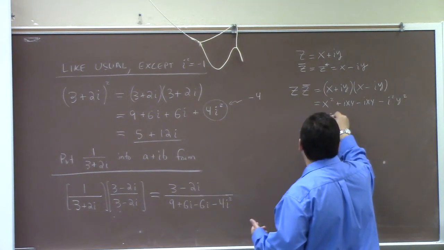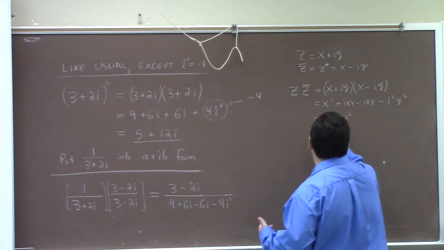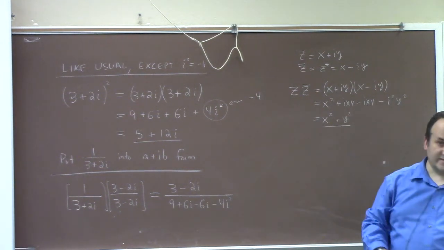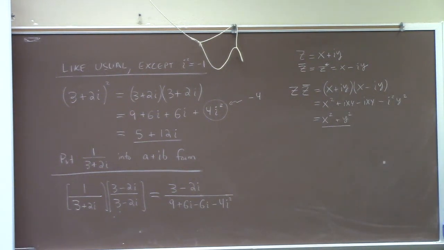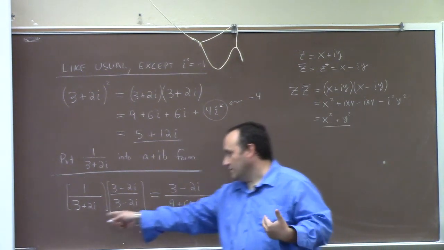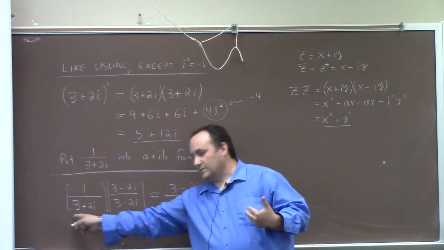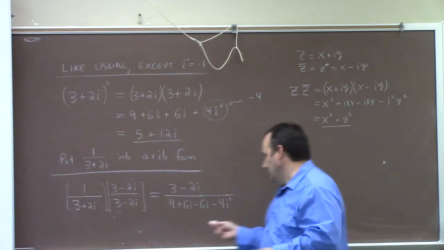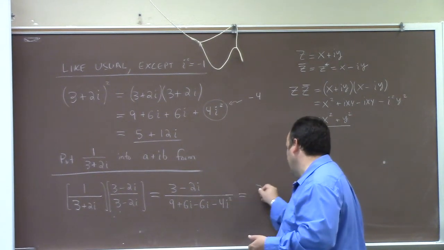You just get x squared plus y squared. So the product of a complex number and its conjugate is always real. This strategy of multiplying by the conjugate will force the denominator to become real. In fact, it's just going to be equal to the squares of the real and the imaginary part. So 3 squared is 9, 2 squared is 4. We get a 13 over here.